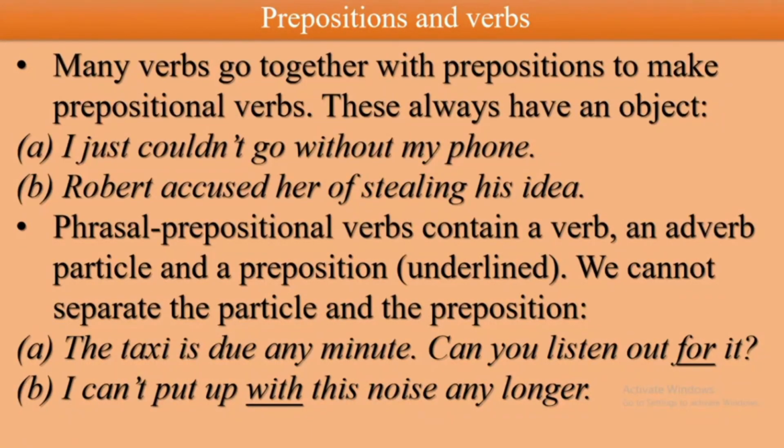There are some words which can at the same time be used as a preposition and verbs, and we have to determine the differences between the preposition and verbs on the basis of the function it plays in a sentence. Many verbs go together with prepositions to make prepositional verbs. These always have an object. I just couldn't go without my phone. Robert accused her of stealing his idea.